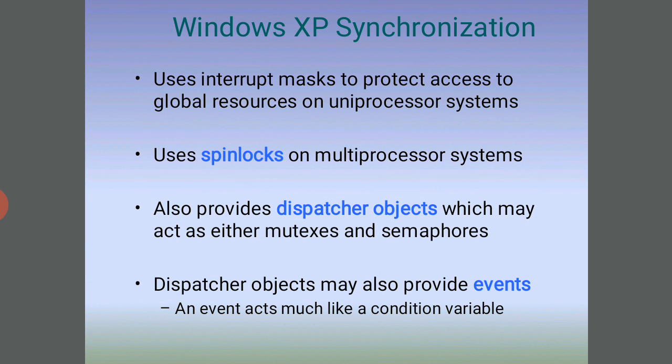Windows XP synchronization uses interrupt masks to protect access to global resources on uniprocessor systems. It uses spin locks on multiprocessor systems, and provides dispatcher objects, which may act as mutexes and semaphores. The dispatcher objects may also provide events, and an event acts like a condition variable.